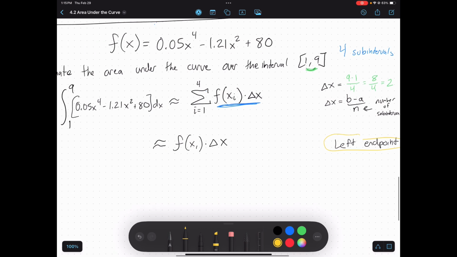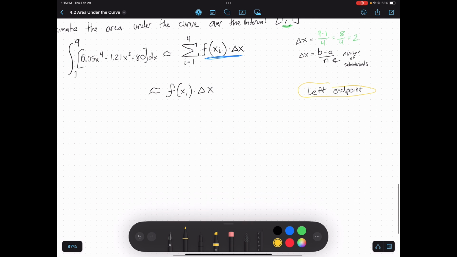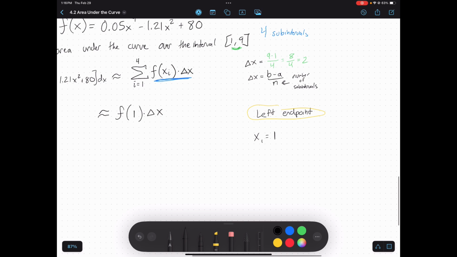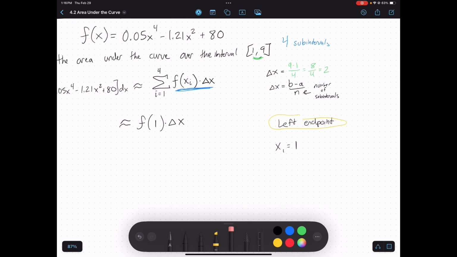What that means is for my first rectangle, I'm going to use my starting value. x1 is just your a value, your starting value. So I'm going to use 1. So for this first one, I'm going to do f of 1. x1 is equal to 1 for this specific problem. And what did we say? Delta x, in our case, was just 2.